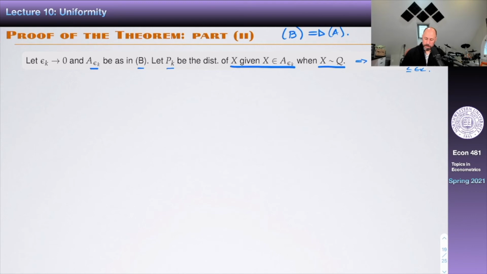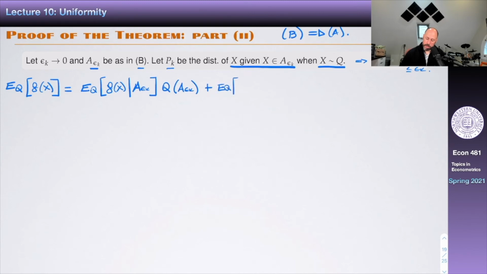So let's do this. We have the expected value under Q of g of x. Here I'm going to use the law of iterated expectations. It's going to be the expected value under Q of g of x, conditional on x belonging to the set A epsilon k, times the probability that that happens, which is Q of A epsilon k, plus the expected value under Q of g of x, conditional on the complement of that set, times the probability of the complement.